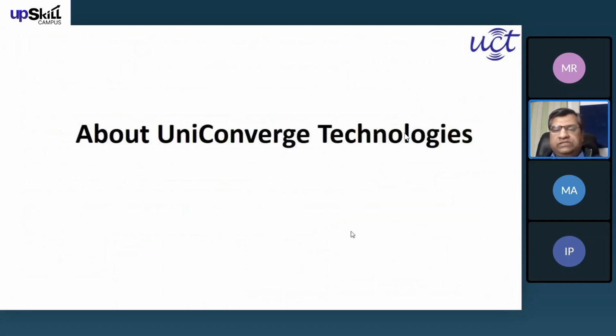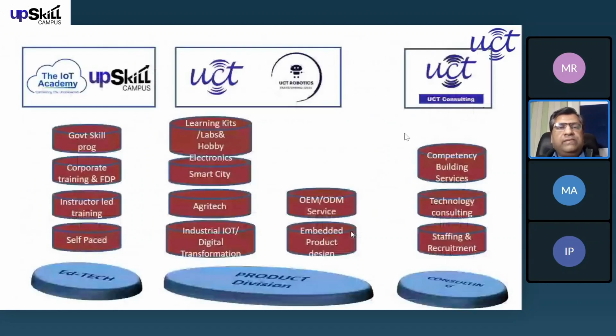And now we briefly talk about Uniconverge Technology, our company. It has different verticals. One vertical is ad tech, another is the product division, and the third one is consulting. In ad tech, we have IoT Academy and Upskill, where we run different programs like government skill programs, corporate programs, instructor-based training, and self-paced training.